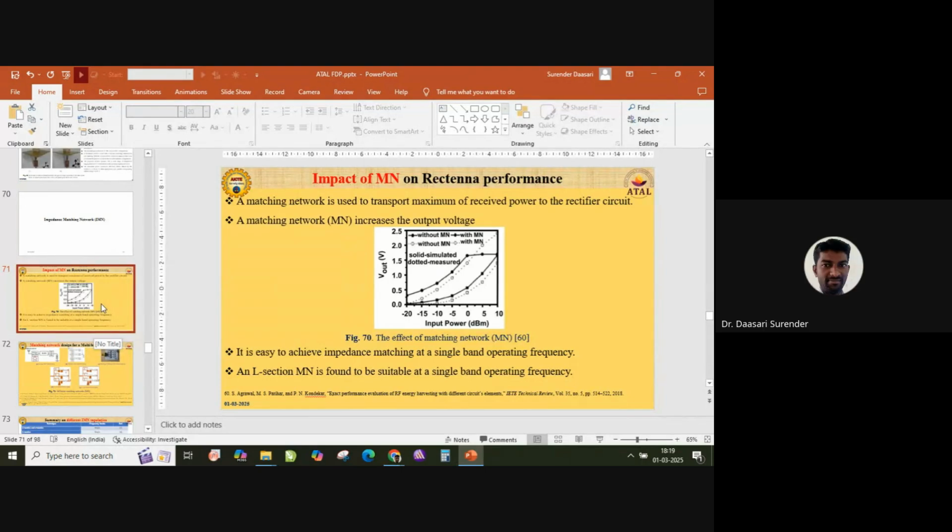But in the broadband case, there are different approaches. One approach is dividing the entire frequency into some ranges, and then we distribute them in a stacking approach. That is also one approach. Okay, sir. So LC section is better for designing the broadband rectifier.